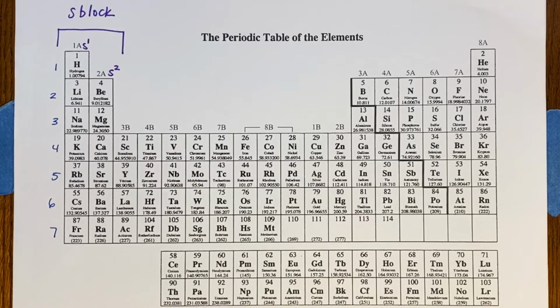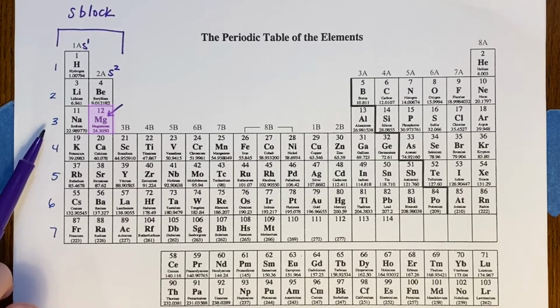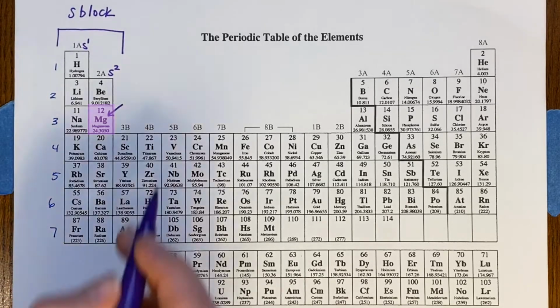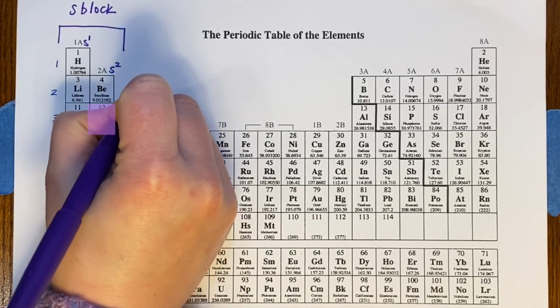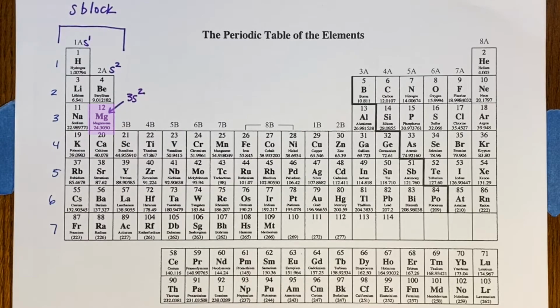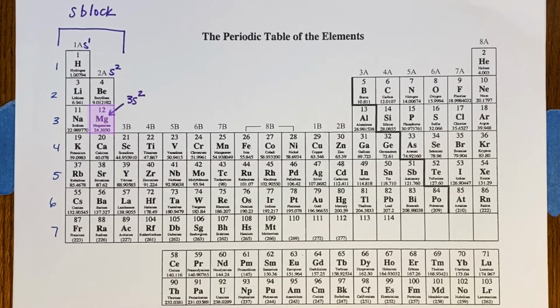The specific shell where that s orbital resides is equal to the period number. So that if I were looking at an element like magnesium, based on its position on the periodic table, I would know that for magnesium, its highest energy electron is placed into an s orbital because it's in the s block. Because it's in group 2A on the periodic table, I know that its electron configuration ends in s2. And because it's in the third period, I know that its highest energy electron is placed into a 3s orbital. So its highest energy electron sits in a 3s orbital, and that electron configuration ends in 3s2. I know all of that based on its position on the periodic table.